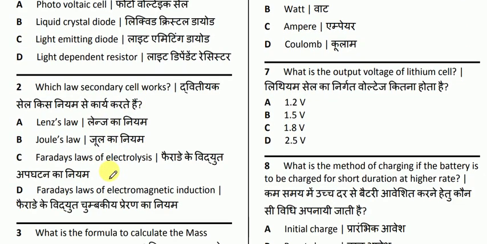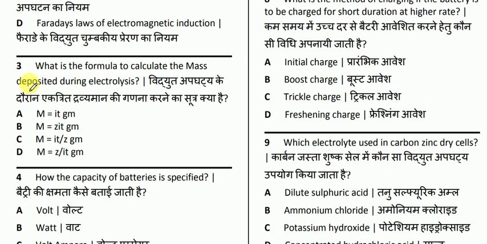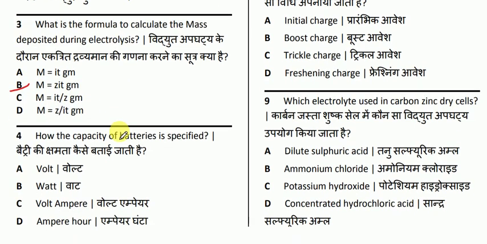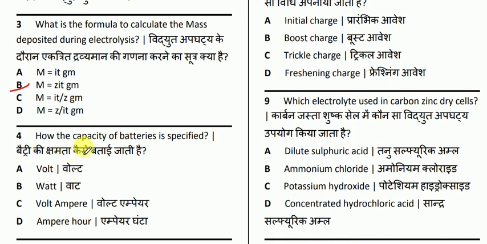The second question: on which law does a secondary cell work? That is Faraday's law of electrolysis. Coming to the third question, what is the formula to calculate the mass deposited during electrolysis? The option is B, that is M equal to ZIT. Okay, coming to the fourth question, how is the capacity of batteries specified? The correct answer is ampere hour.